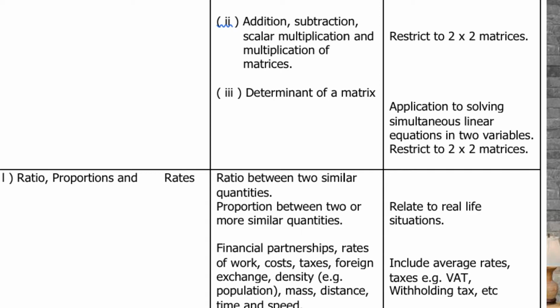Application to solving simultaneous linear equations in 2 variables. Restrict to 2 by 2 matrices. Simple. So solving simultaneous equations under a matrix, but you should be restricted to 2 by 2 matrices. Then under ratio, proportions, and rate, you should know how to relate rates to real life.